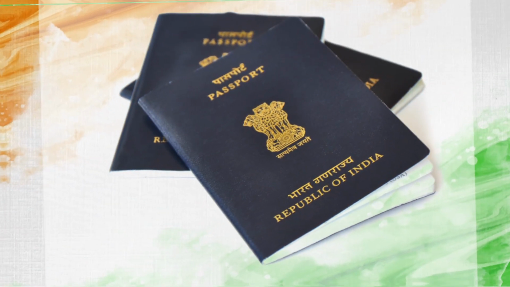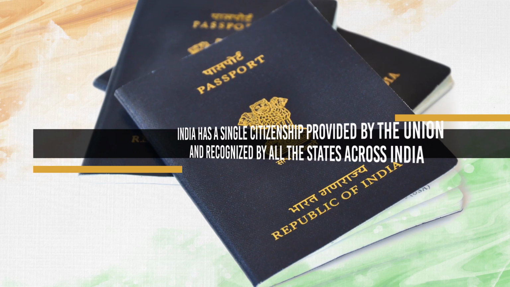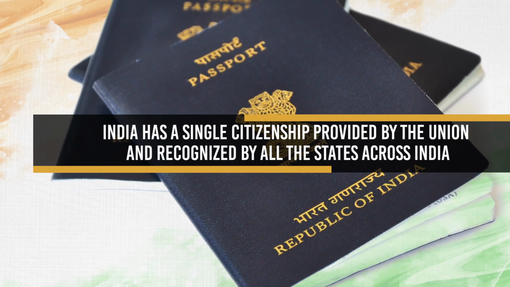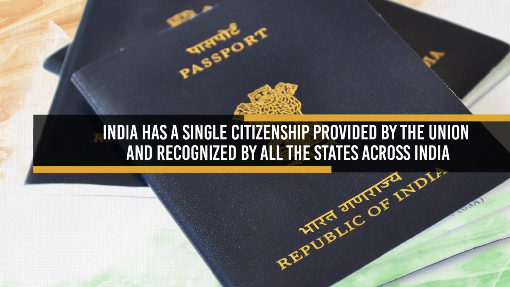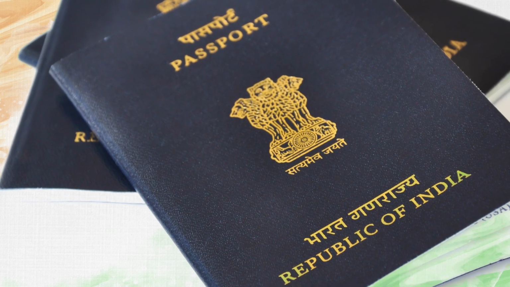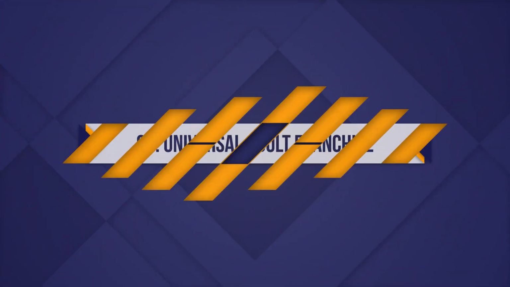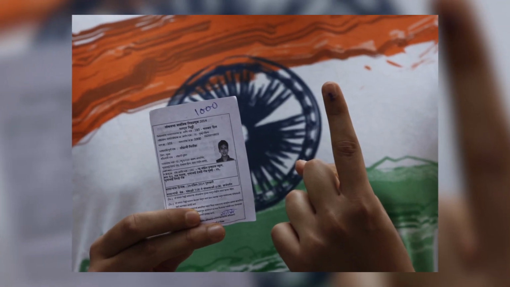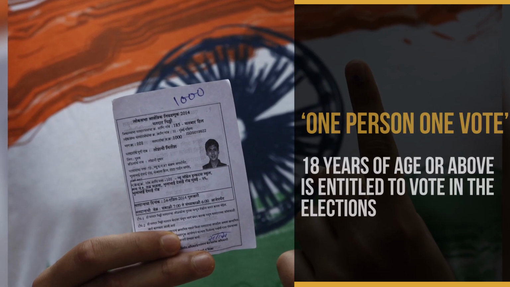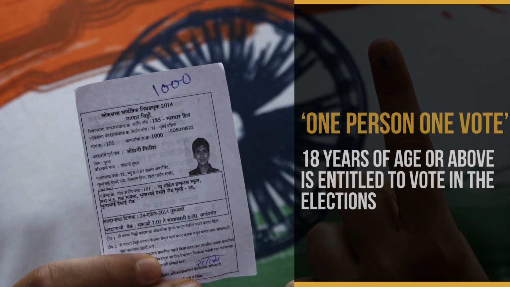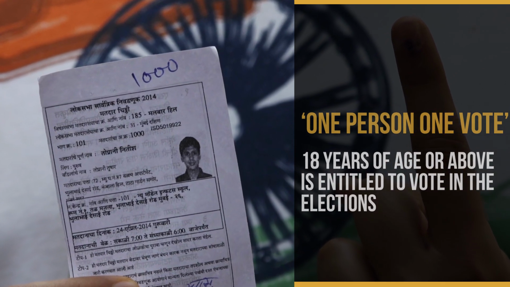Number 5. Single citizenship. Unlike a federation, where citizens enjoy dual citizenship of both state and union, India has a single citizenship provided by the union and recognized by all the states across India. Number 6. Universal adult franchise. The Indian Constitution establishes political equality in India through the method of universal adult franchise, which functions on the basis of one person, one vote.